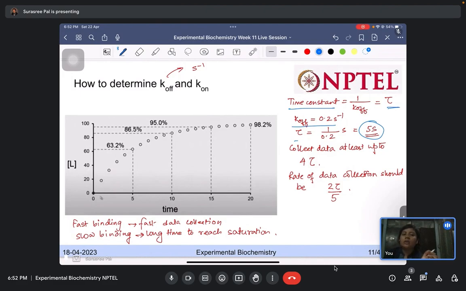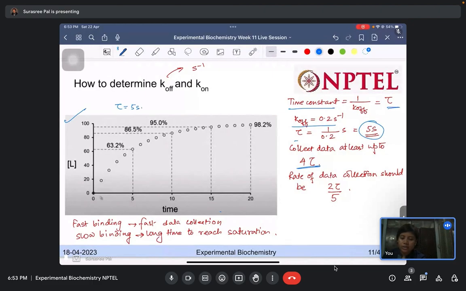So if the tau value is 5 seconds, then we should at least collect data up to 4 tau value, right? Which means if the tau is 5 seconds, we should at least collect the data up to 20 seconds. So we can see it here in this particular graph, that suppose this has a tau value of 5 seconds.